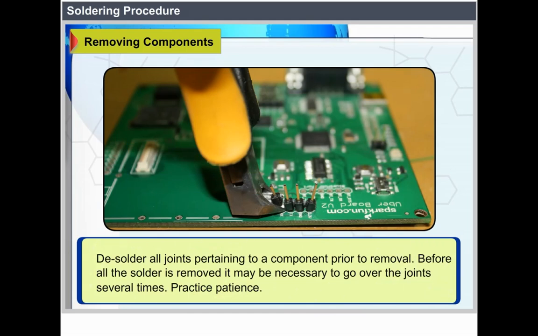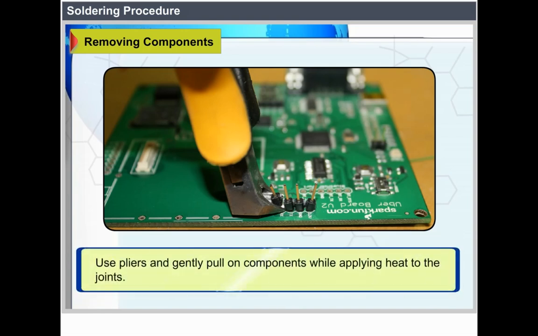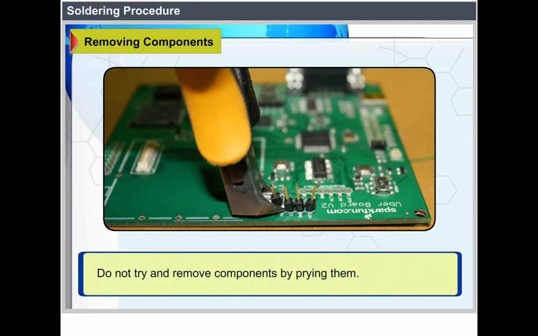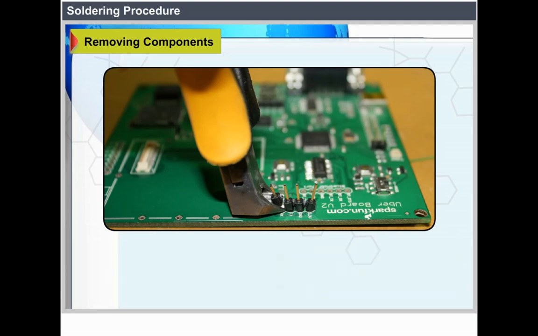Desolder all joints pertaining to a component prior to removal. It may be necessary to go over the joints several times before all the solder is removed. Practice patience. Use pliers and gently pull on components while applying heat to the joints. Do not pull with force because the PCB pads and the tracks will be damaged. Do not try to remove components by prying them.